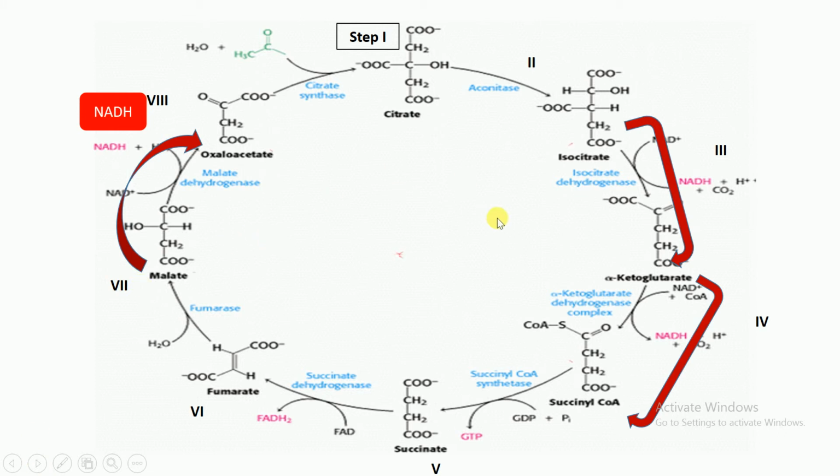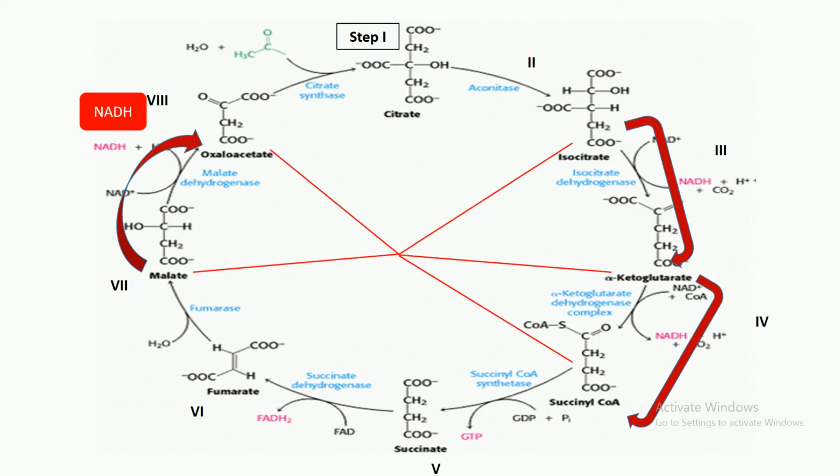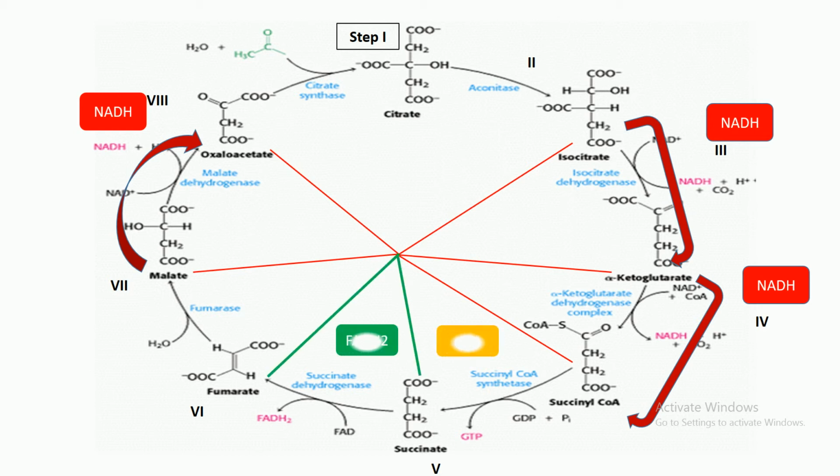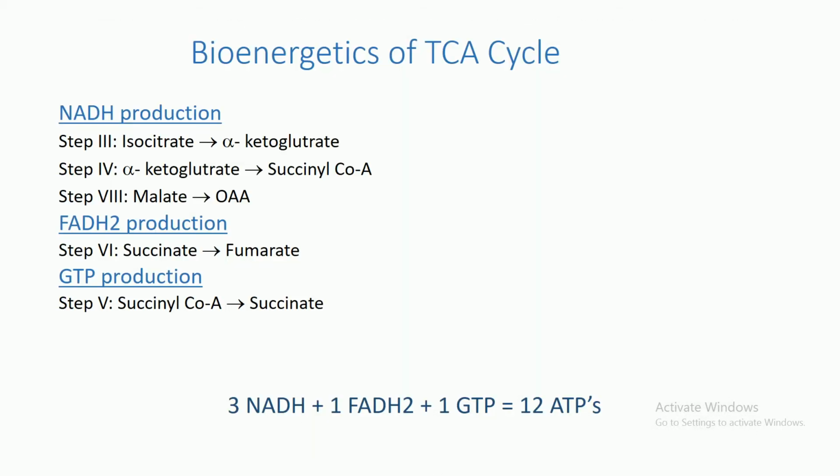So again, basically there are 3 steps in which there is production of NADH. In step 3, where isocitrate gets converted into alpha ketoglutarate, one NADH is formed. In step 4, when alpha ketoglutarate gets converted into succinyl coenzyme A, again NADH is formed. And in step 8, when malate is converted into oxaloacetate, it forms one NADH. So besides these 3 NADH, there is formation of FADH2 and GTP.